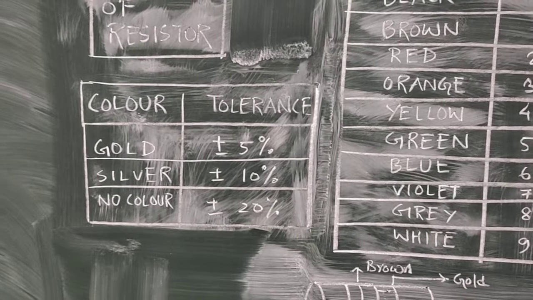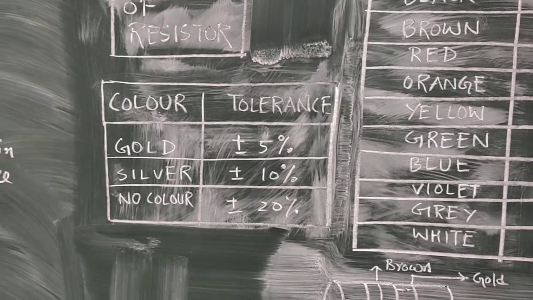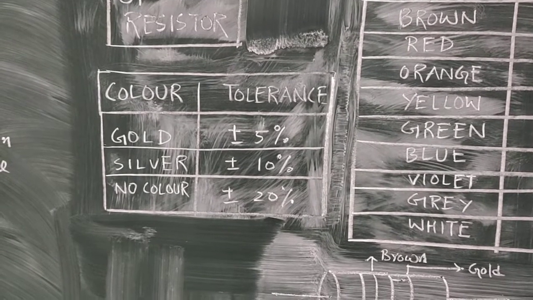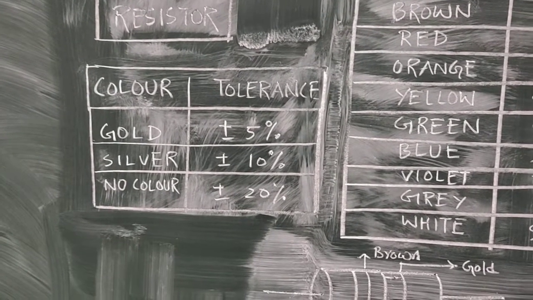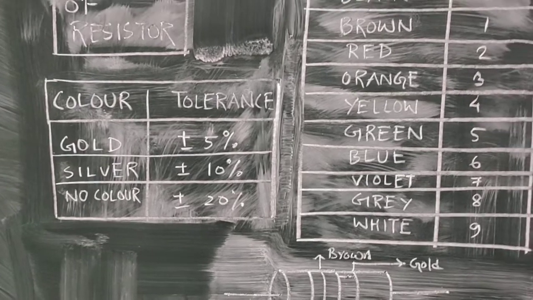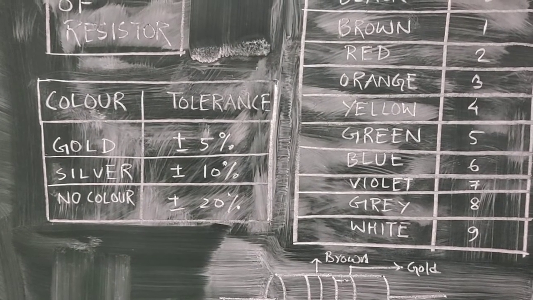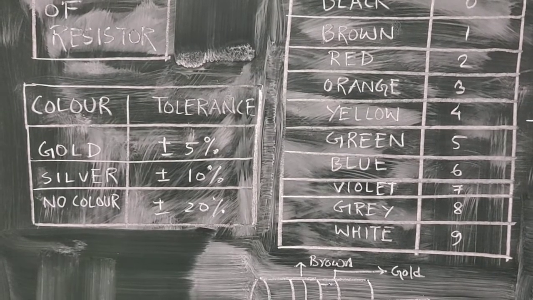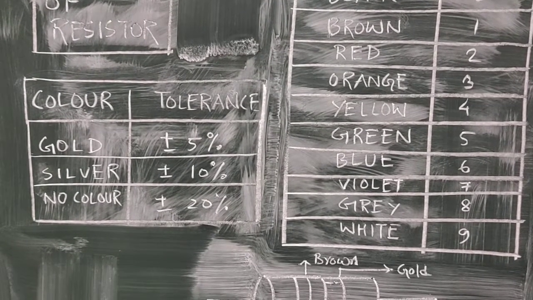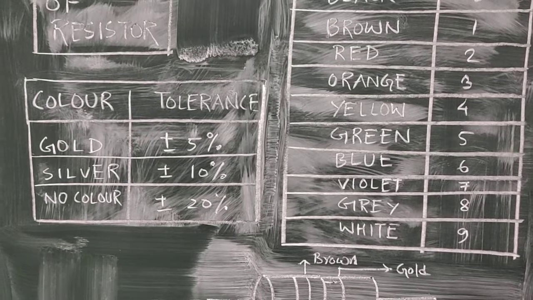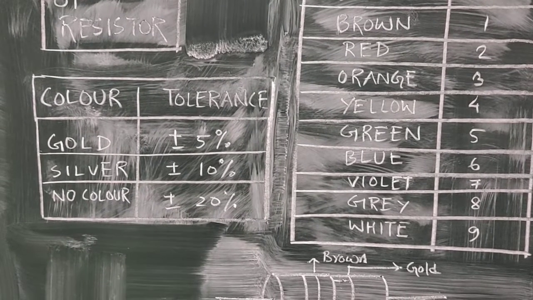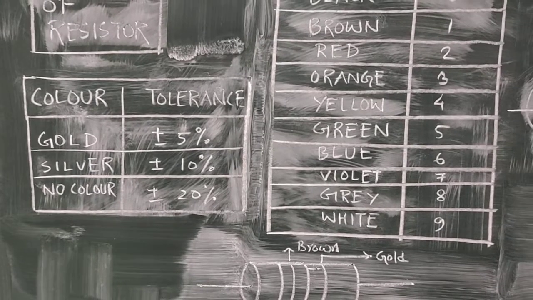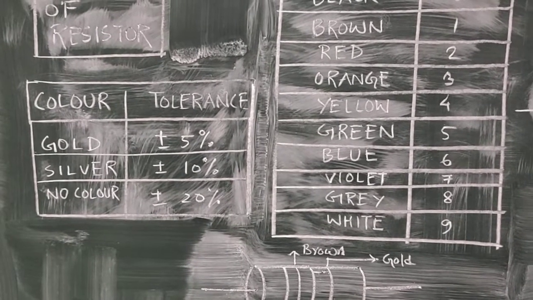That is your color: gold, silver, and no color. So tolerance basically plus minus 5%, plus minus 10%, plus minus 20%. So this whole table you can memorize like this. B.B. Roy, Great Britain, very good wife. That's why B.B. Roy offered some gift, and that gift is nothing but some kind of gold and silver. So gold is your plus minus 5%, silver plus minus 10%. If there is no color, then it is plus minus 20%.